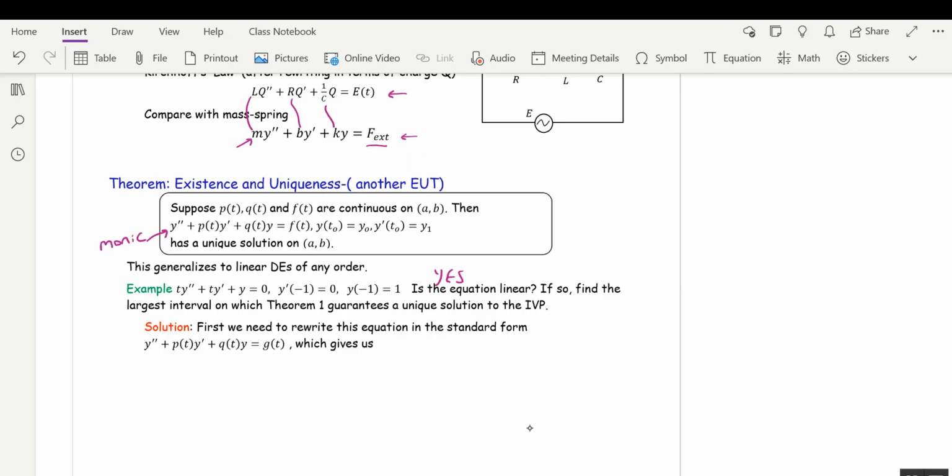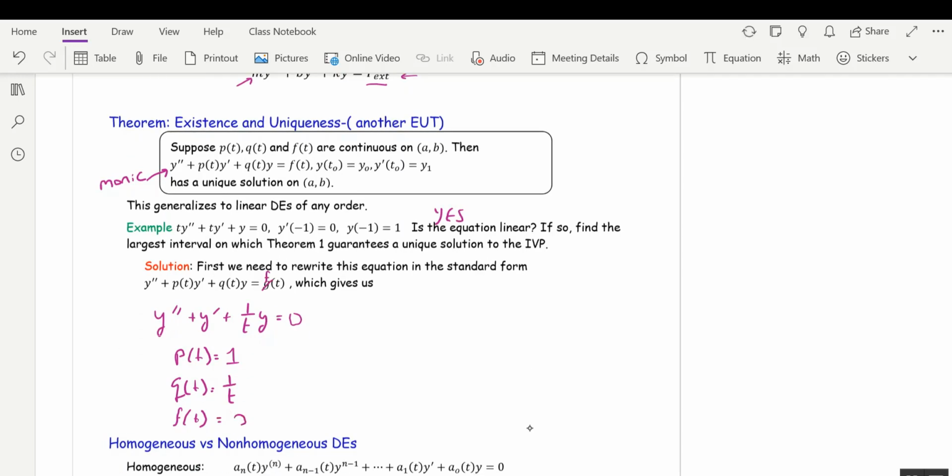So the first thing we need to do is get it in the right form. We need to divide through by t, so it's a monic polynomial. So we get y double prime plus y prime plus 1 over t y equals 0. So my p of t is the coefficient of y prime, that's 1. My q of t is the coefficient of y, that's 1 over t. And my f of t is 0.